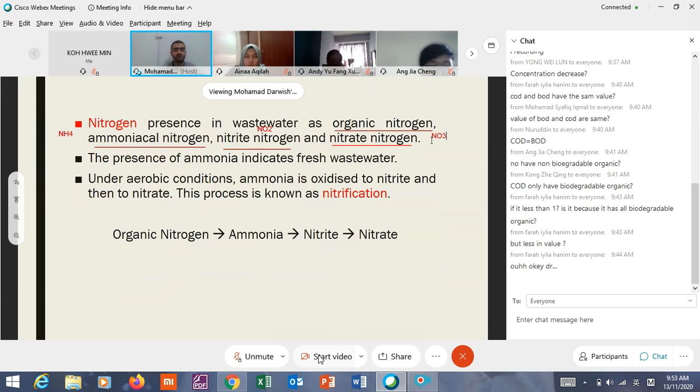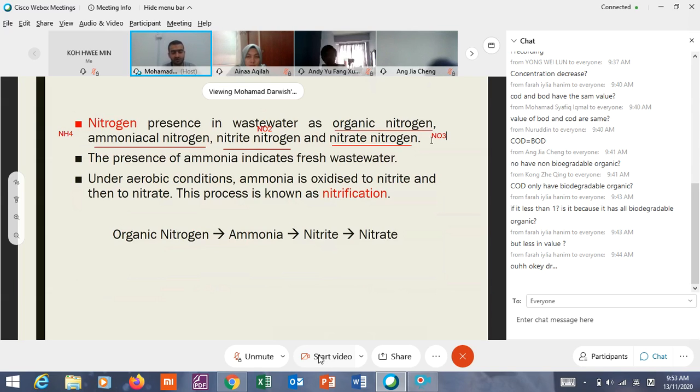Now if there is a high concentration of ammonia in the wastewater, that means it is fresh. What does it mean it's fresh? It's not old wastewater, I mean, it's not treated. Because if you leave the wastewater, with time the ammonia will convert to ammonia gas. But if the ammonia is dissolved in wastewater in high concentrations, that means this wastewater is still fresh, newly produced.